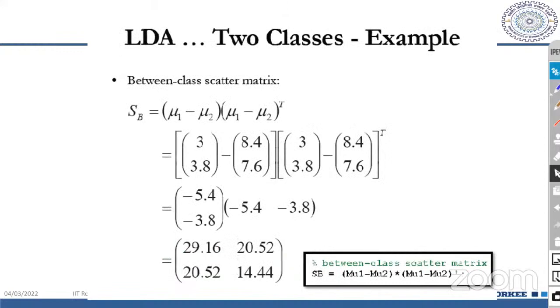Next, you have to compute the between class scatter matrix, that's called SB, with the help of the means of both the classes, mu1 and mu2. You computed mu1 and mu2, so find mu1 minus mu2 times the transpose of mu1 minus mu2. Then you get 29.16, 20.52, and so on. This you call SB, and SB is nothing but the between class scatter matrix.